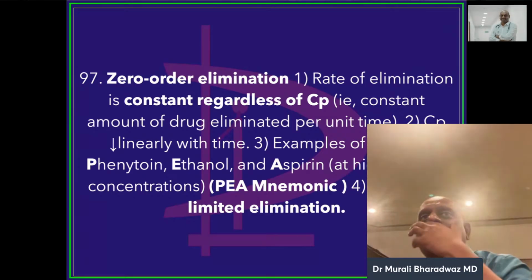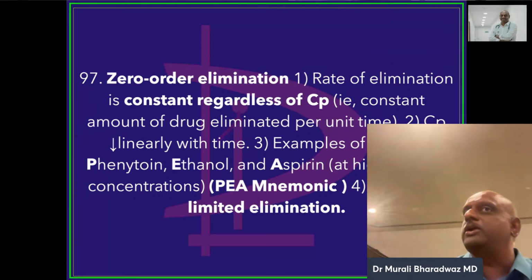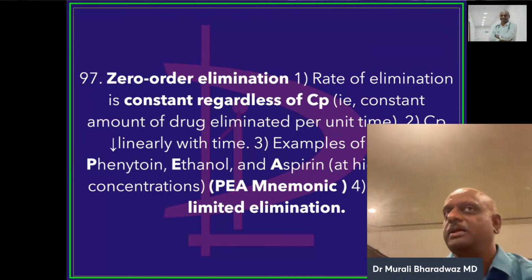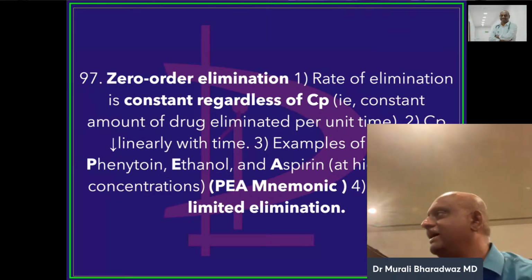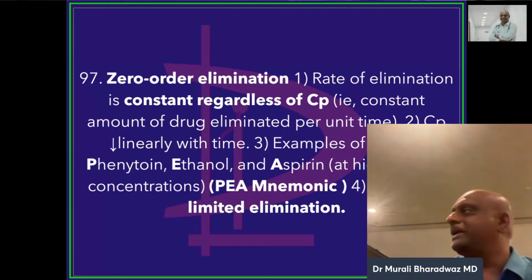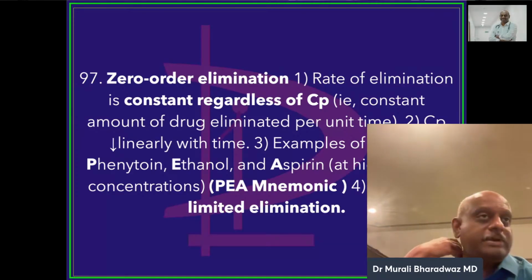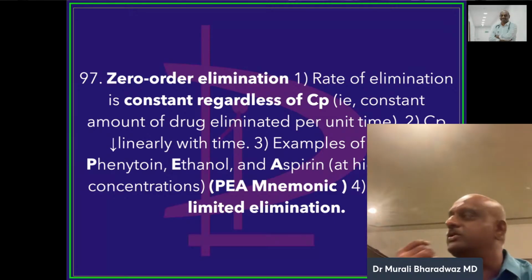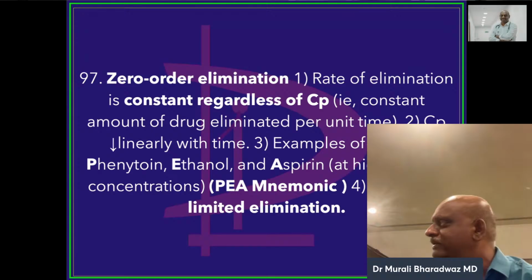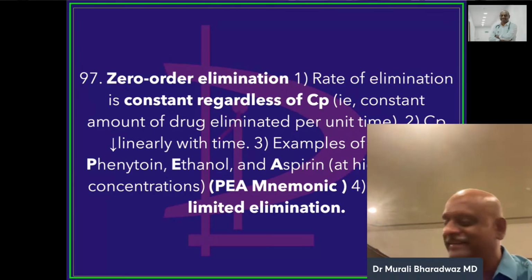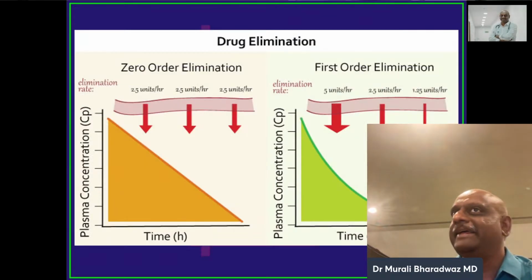So what drugs are zero order elimination? Phenytoin, ethanol, and aspirin. What are the 3 drugs? You can remember it with a P. Phenytoin, ethanol, and aspirin. It is a capacity limited elimination. What does that mean? It is like our Indian banks or the ticket collector at a railway station. People need to stand in a queue, like zero order kinetics. Ever traveled in a train? Indian train? Okay, good. So this is what zero order elimination is.